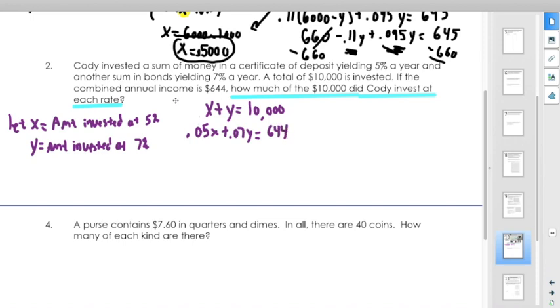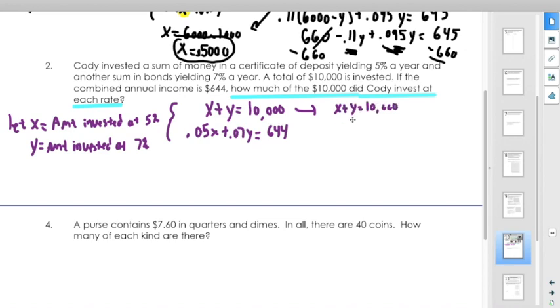Okay, so this one's a tricky one. This is a tricky question, because we have different interest rates now. So again, x plus y, I am probably going to use substitution again because I can get one of my letters alone quite easily. So I had x plus y equals 10,000.